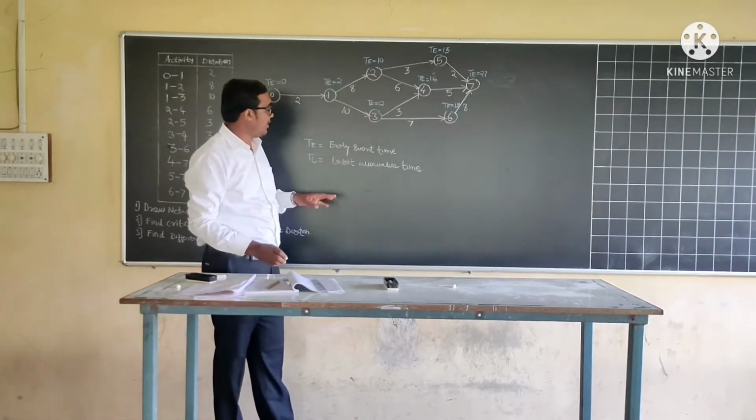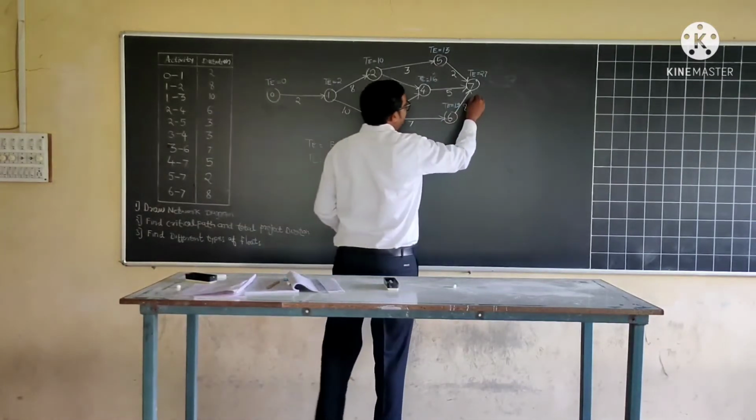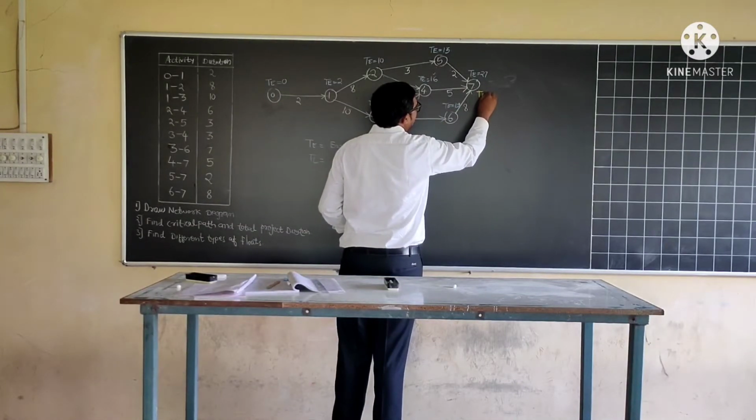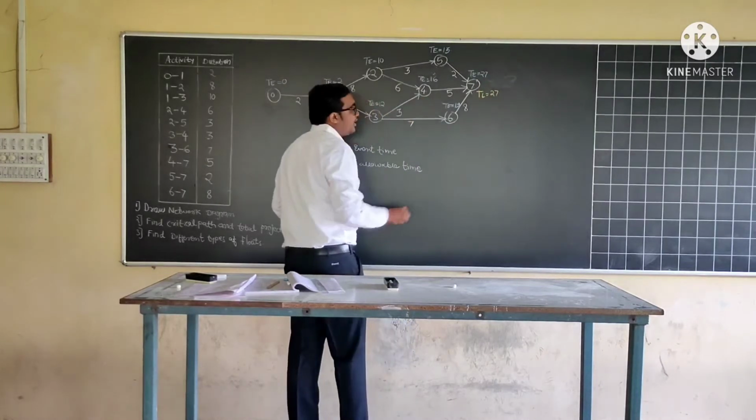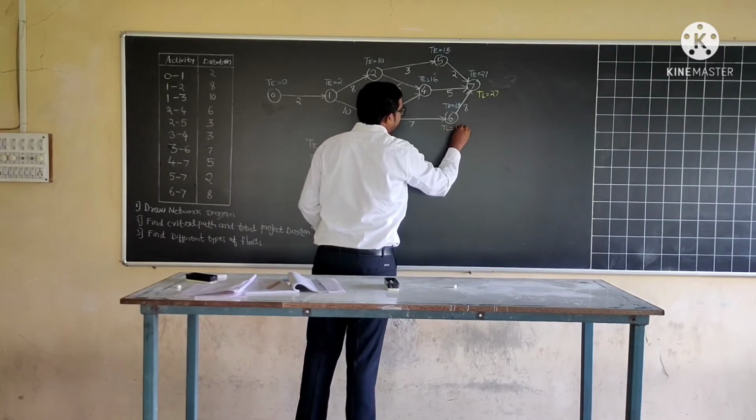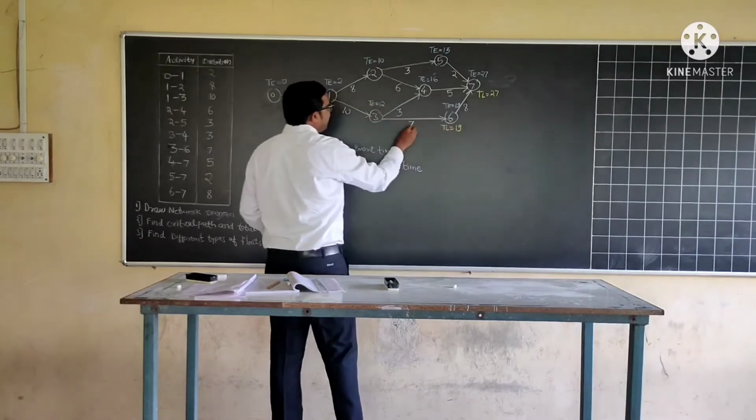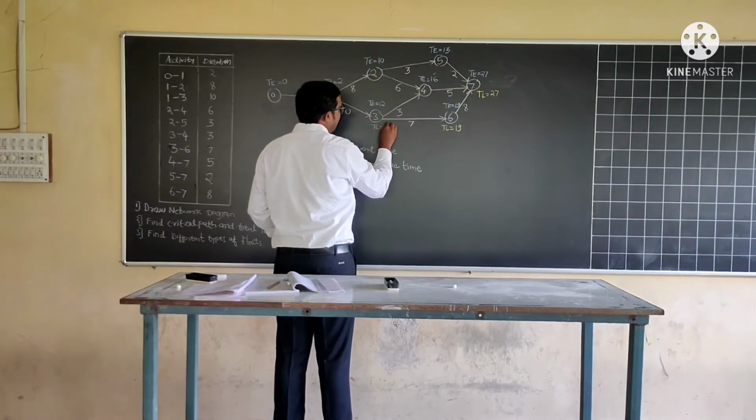Now we will calculate the values of TL, that is latest allowable time. Starting from event number 7, TL value will be equal to the total project duration, 27. So 27 minus 8, TL value will be 19. 19 minus 7, here TL value will be 12.